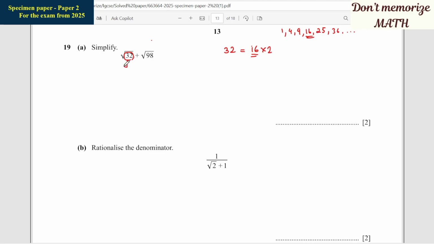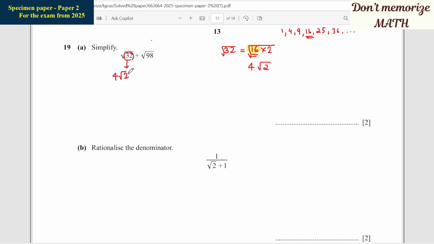So for square root of 32, if you know this method already, you can simplify directly and write the answer, but now I will simplify it separately. Square root of 32, you can write as square root of 16 times 2. We already know square root of 16 is 4, and you have 2 inside the root. So you can write 4 root 2. So square root of 32 will become 4 root 2.